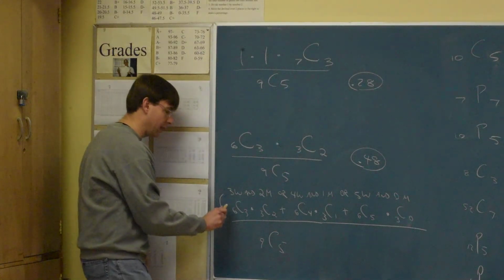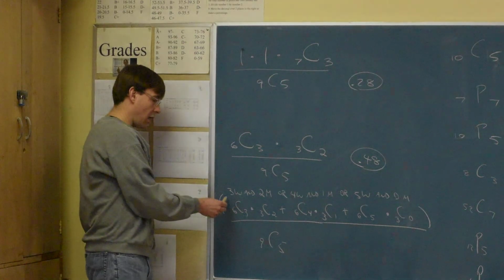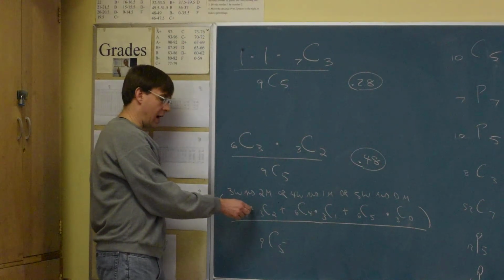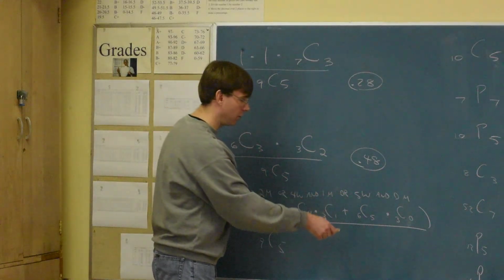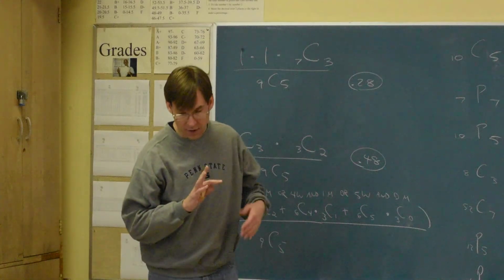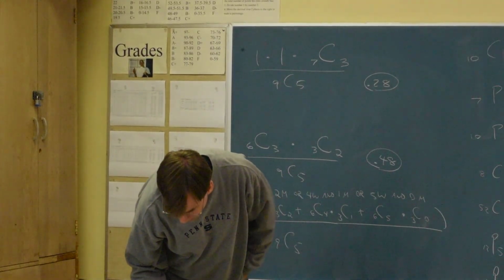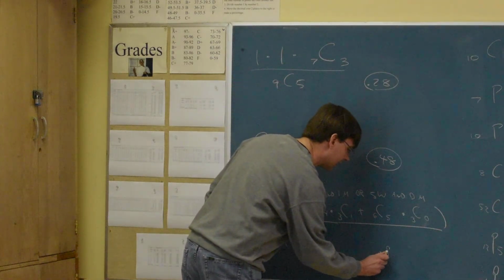For you to punch this in, the whole top, because it's adding, will need to go in parentheses. But you could go parentheses 6C3 times 3C2 plus 6C4 times, etc., and so forth. Close the parentheses, divide by 9C5, punch it, and we're hoping for something around 0.88.